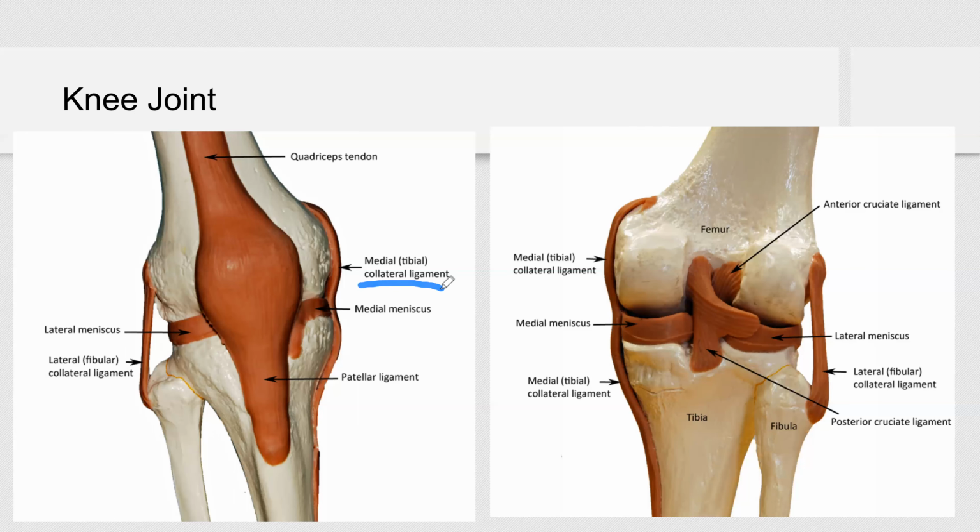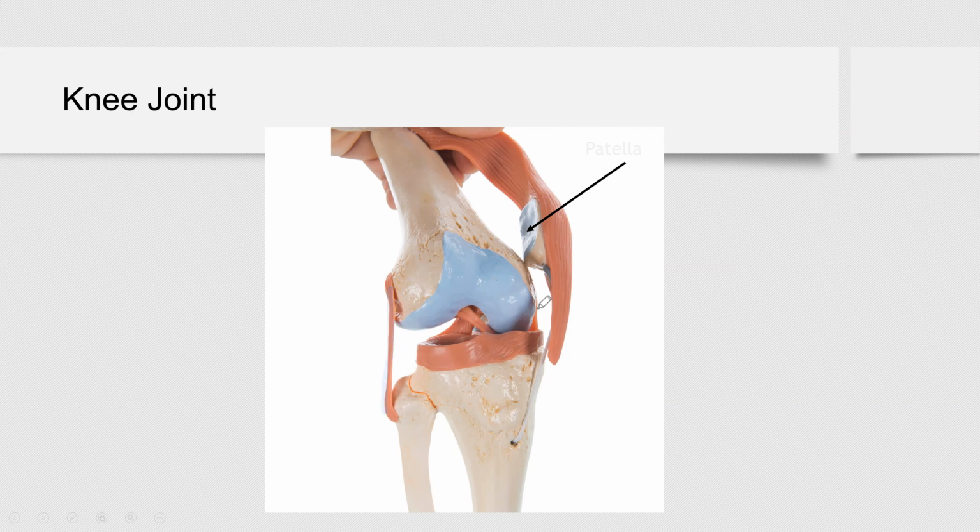But here, before we get to the next slide, you can look at the anterior view of a knee joint. Here are our anterior cruciate ligament and posterior cruciate ligament. This is our lateral collateral. Right there is the medial collateral. This is the lateral C-shaped meniscus. This is the medial meniscus. This is the patella ligament and tendon of the quadriceps muscles. And here's the patella right there inside.